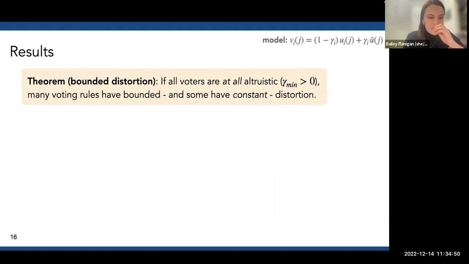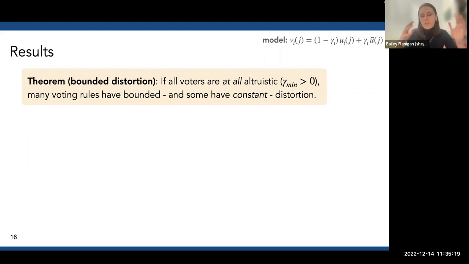Okay, and so we can apply this upper bound to analyze voting rules of interest. This is the first theorem. We find that if all voters are at all altruistic, so gamma min is bigger than 0, many voting rules will have bounded distortion, and some voting rules will even have constant distortion. What I mean by constant here is that they're constant in m, the number of alternatives. This is the standard asymptotic parameter that we study in the voting literature when we're looking at distortion.